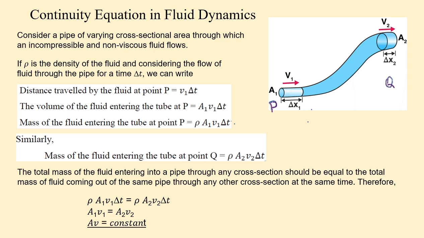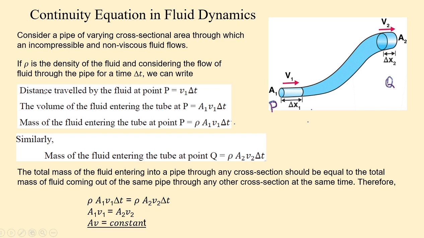Now, if rho is the density of the fluid, let us consider the flow of the fluid through the pipe for a time delta t. In a time delta t, at the section P, the fluid displaces a distance delta x1. Similarly, at the end Q, the fluid displaces through a distance delta x2.